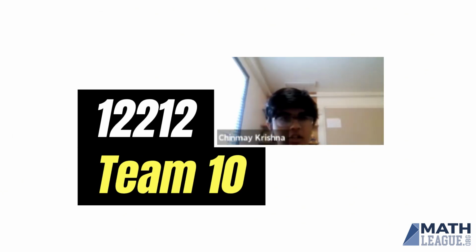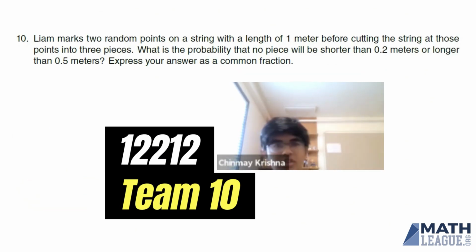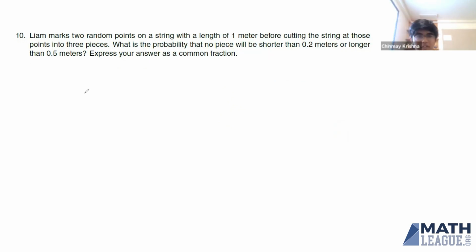Okay, so we'll be going over team number 10. So we have Liam marks 2 random points on a string of length 1 meter, and before cutting the string at those 2 points into 3 pieces. So what is the probability that no piece will be shorter than 0.2 meters or longer than 0.5 meters?